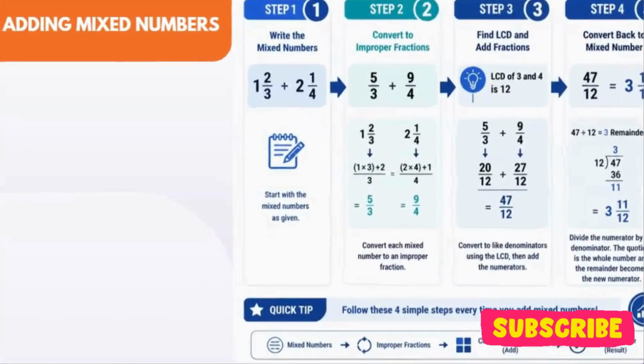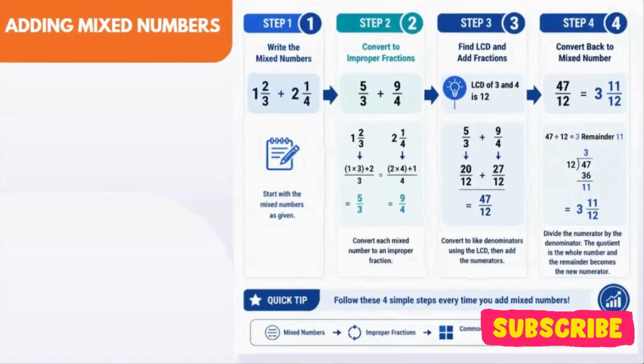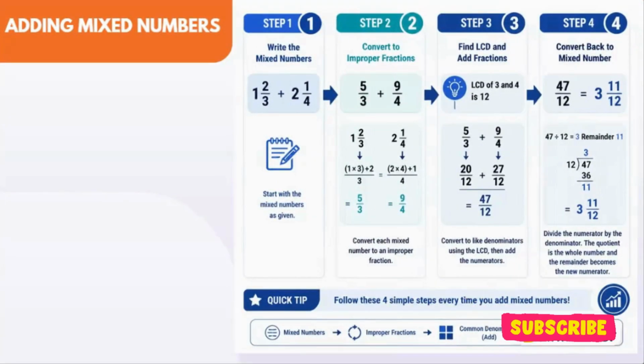Okay, how can we add mixed numbers? For adding mixed numbers, first of all, you have to convert them into improper fractions. For example, 5 by 3 and 9 by 4 are the improper fractions into which they are converted.